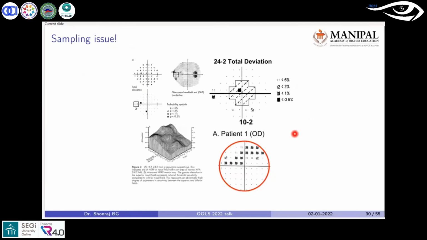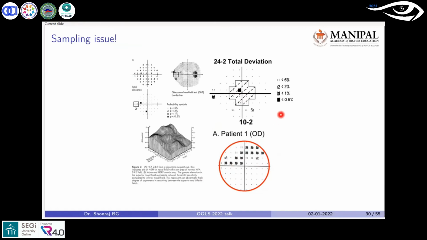The other issue is the sampling issue. Now remember this, your 24-2 grid is sampled every 6 degrees apart. There is a particular study where they sampled between these 6-degree points. They measured your visual field in that 6-degree space, and they found tiny scotomas lying between these 6-degree points.